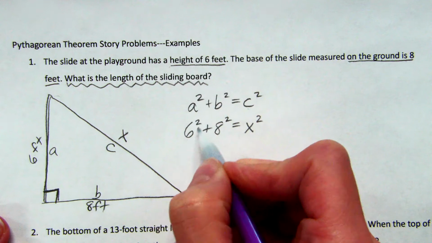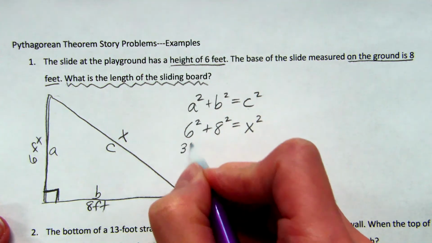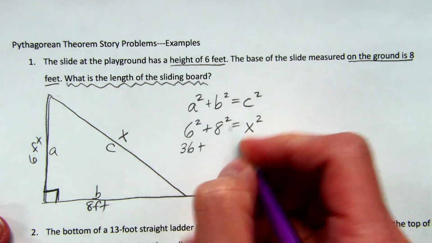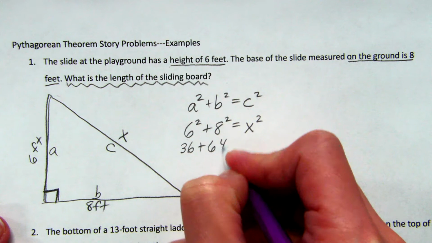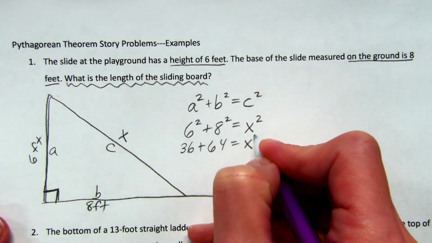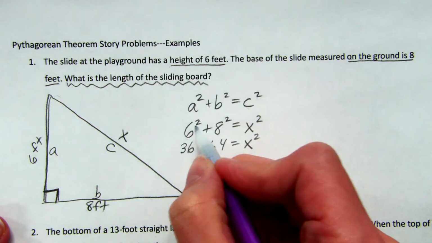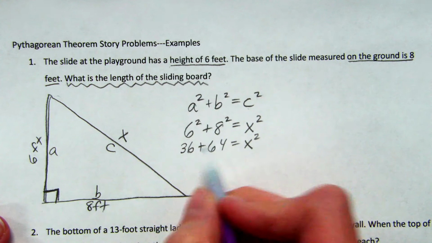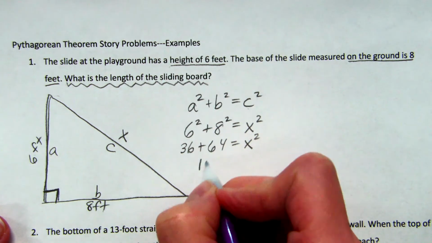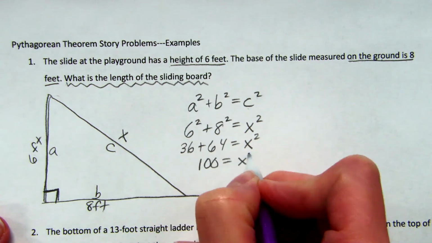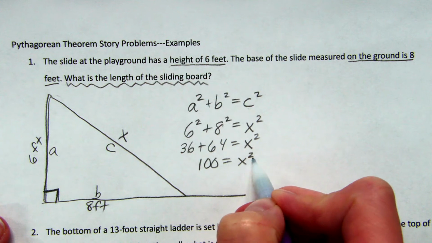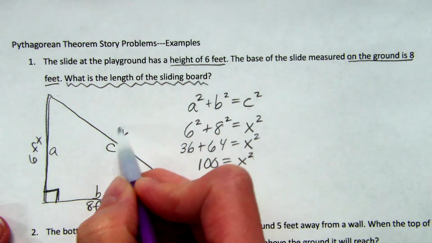All right, so 6 squared is 6 times 6, that's 36. 8 squared is 8 times 8, so that's 64. And on this side, we still just have x squared. So we did the powers first, and then we add them together. 36 and 64 add up to 100. And this is still equal to x squared. So this number squared is 100.